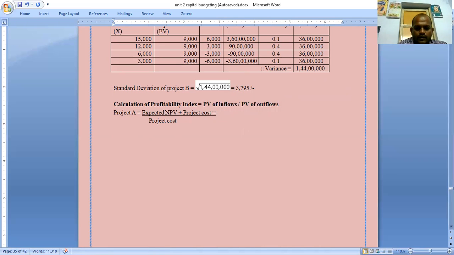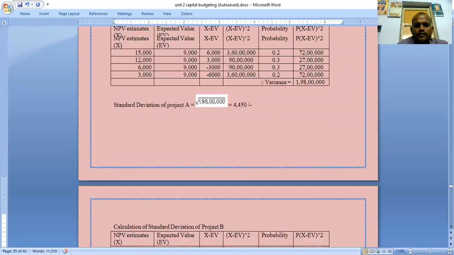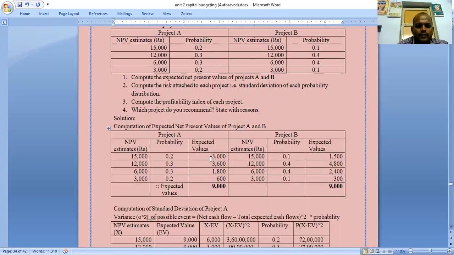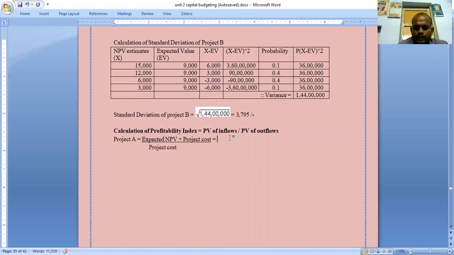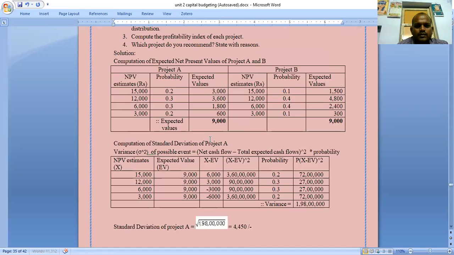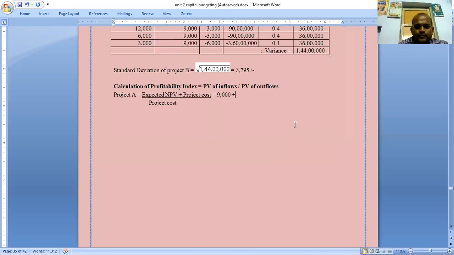So expected NPV, project A, 9,000, plus what is the project cost for project A? 36,000. 9,000 plus 36,000 divided by 36,000. So profitability index is 1.25.